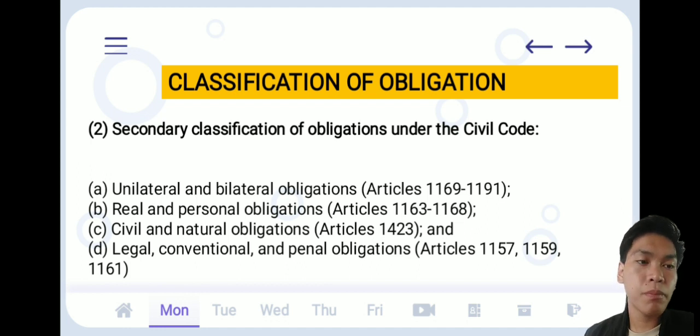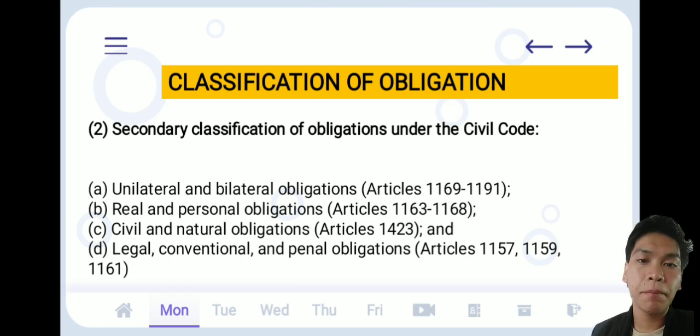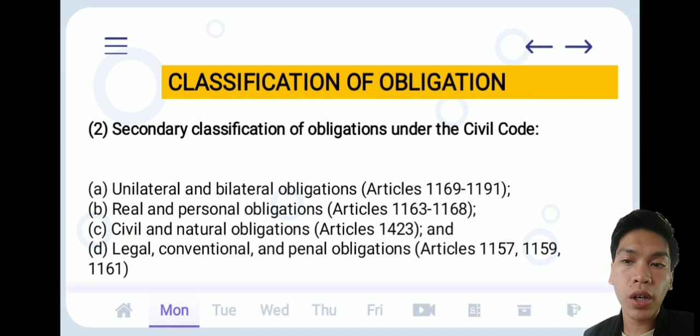So the example in business for the unilateral obligation is the sole proprietorship, where there is only one party involved in the business. For the bilateral, the example is the partnership, where there are two or more parties involved in the business.